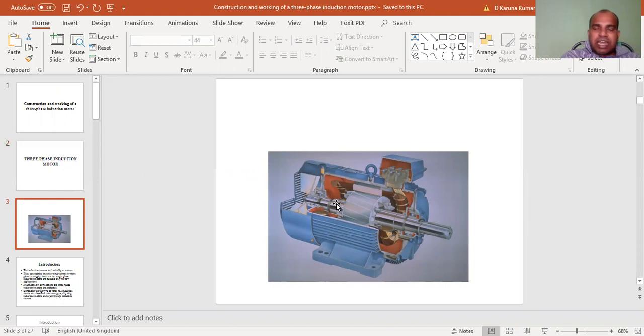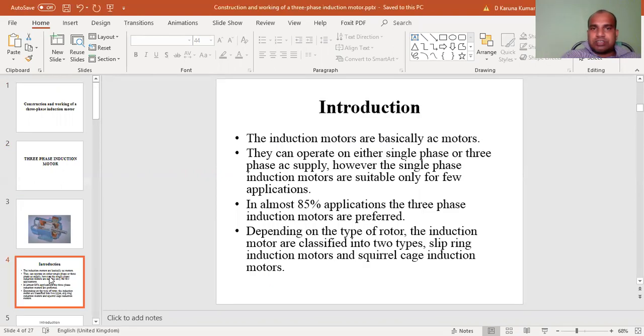There are AC motors and DC motors. The AC motors are induction motors. The induction motors are basically AC motors. They can operate as either single-phase or three-phase induction motors.